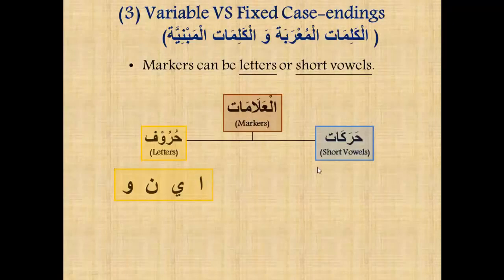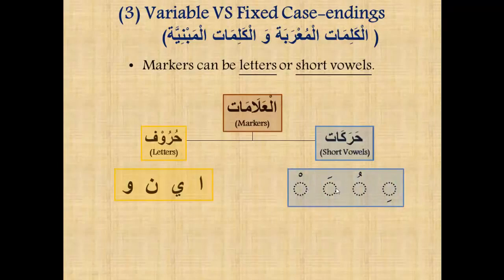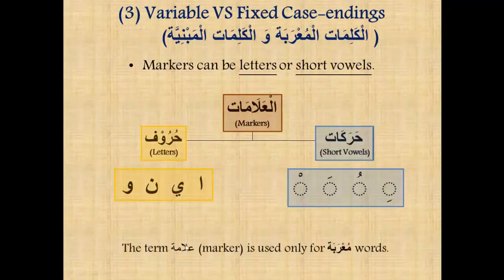The harakat: fatha, dhamma, kasra, and sukun. Or kasra, dhamma, fatha, and sukun. These are the short vowels. And again, the term alama or marker is used only for words that are mu'araba, not for words that are mabniya.